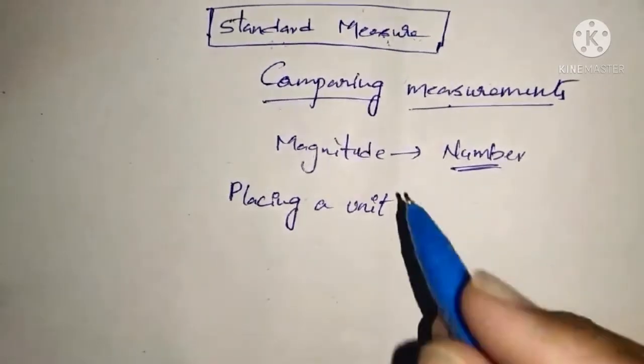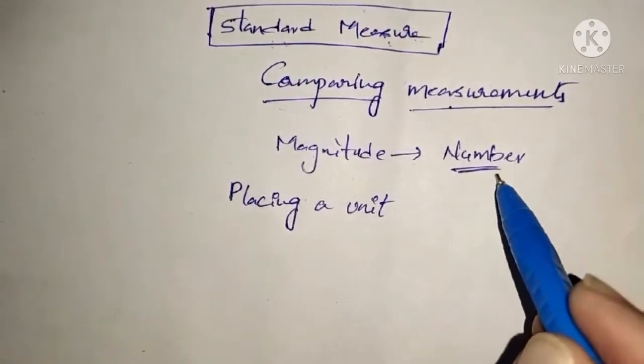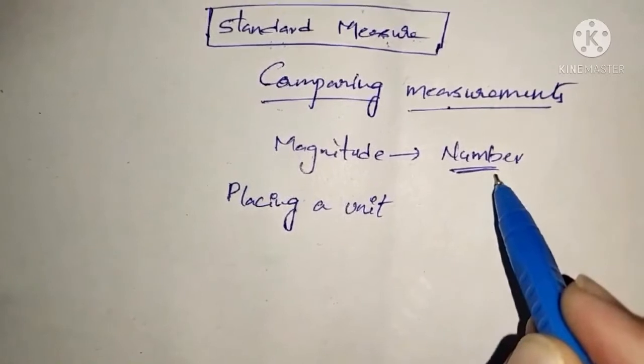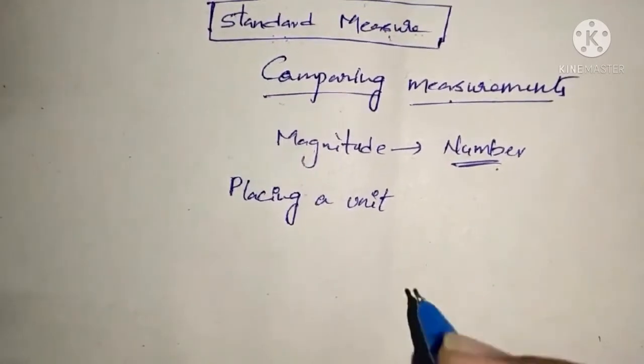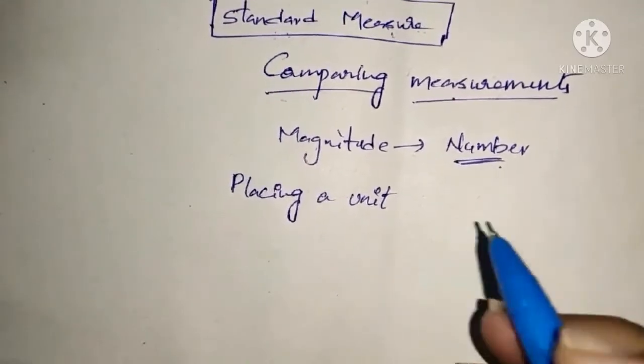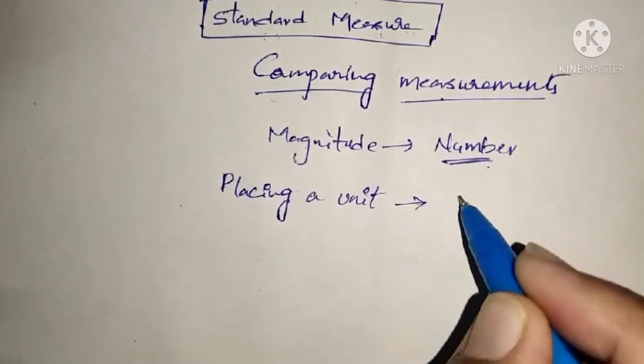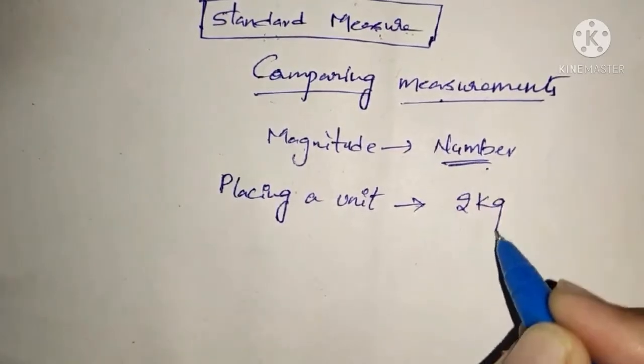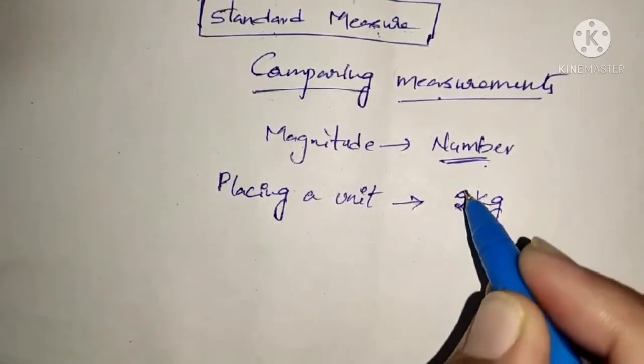Right, students, what is a magnitude? Magnitude is nothing but a number. The units should be placed on the right side of the magnitude of every physical quantity. For example, 2 kg. What is this 2? This 2 we are calling a magnitude.